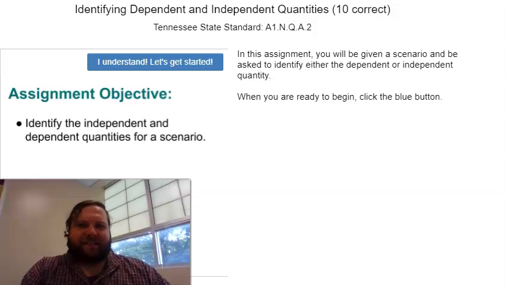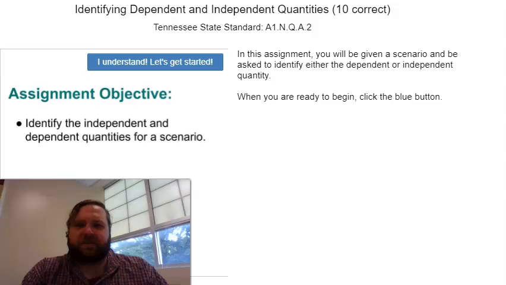Hey everyone, let's take a look at the second slide in this Lesson 1 digital practice. In this particular activity, you will be asked to identify dependent and independent quantities. Notice that you need to get 10 of these correct. Read, as always, what it says here. In this assignment, you'll be given a scenario and be asked to identify either the dependent or independent quantity.